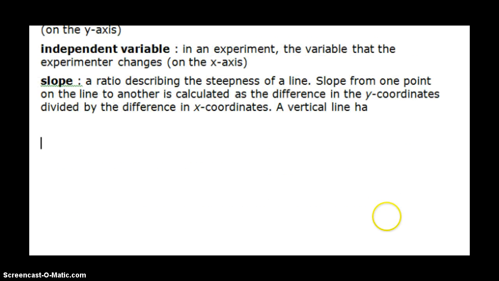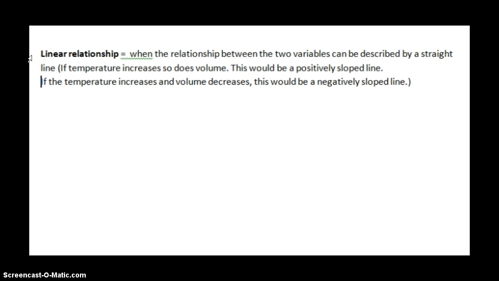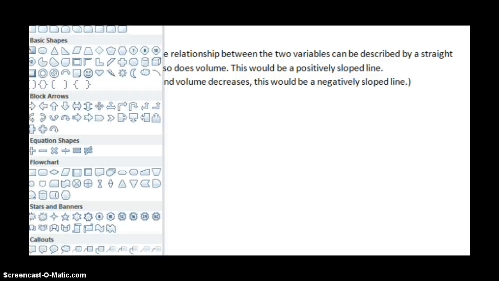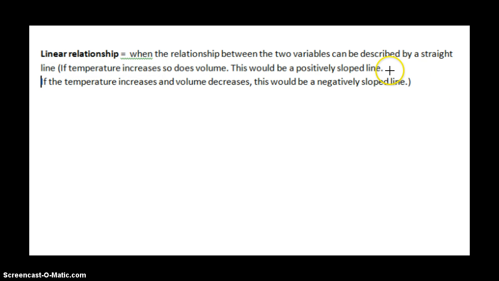All right. So let's add on here a linear relationship. So I added linear relationship when the relationship between the two variables can be described by a straight line. So if temperature increases, so does volume. This would be a positively sloped line. Okay, so what would that line look like? We would say that it looks like that.